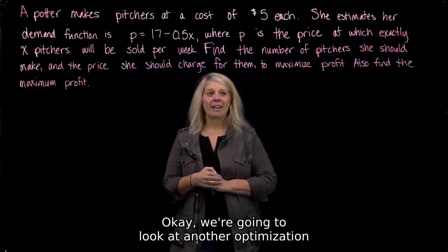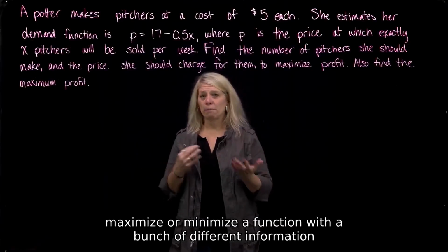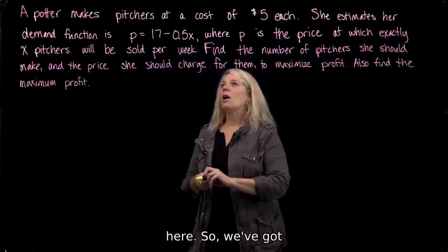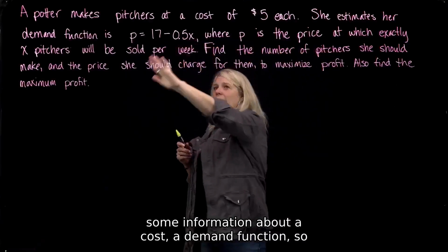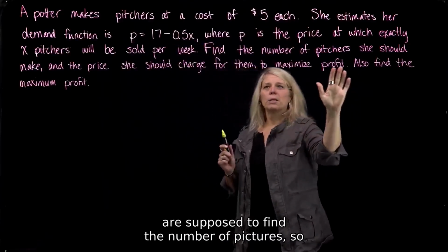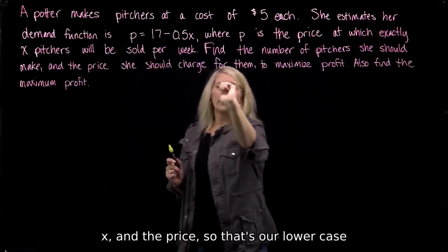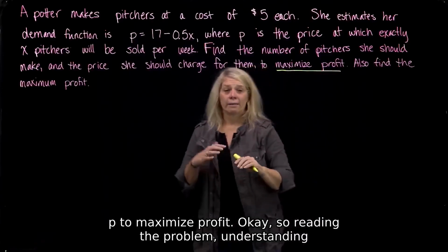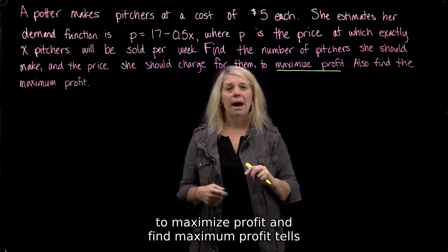Okay, we're going to look at another optimization problem here where we are going to try to maximize or minimize a function with a bunch of different information here. So we've got some information about a cost, a demand function, so P is price, X is number of pitchers. We are supposed to find the number of pitchers, so X, and the price, so that's our lowercase p, to maximize profit.